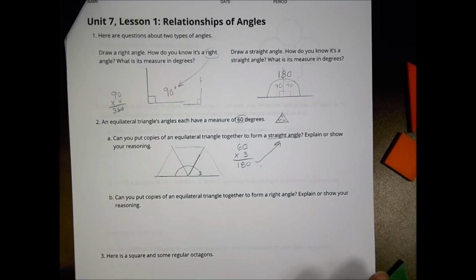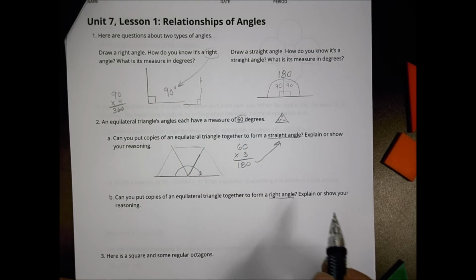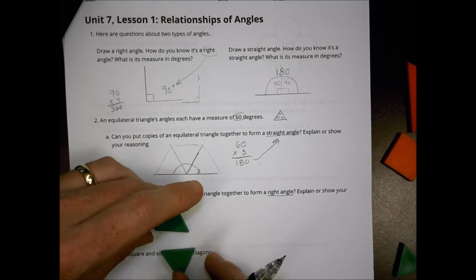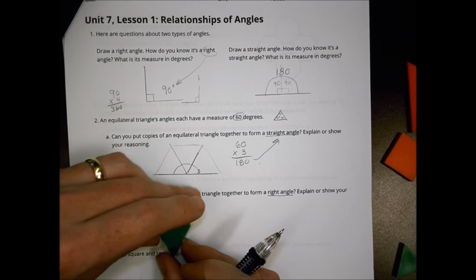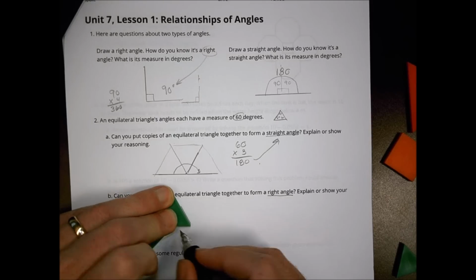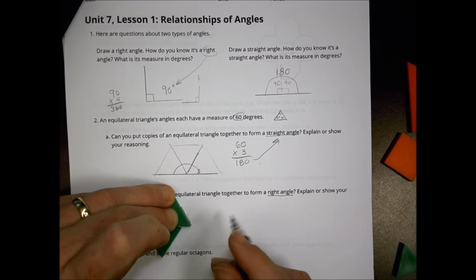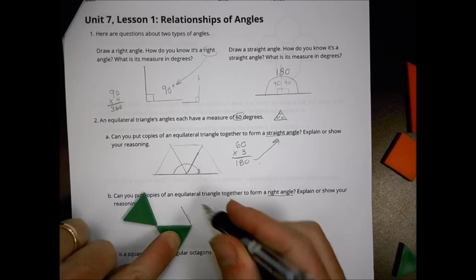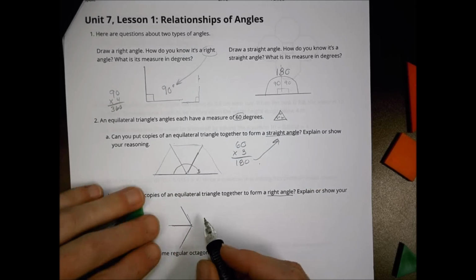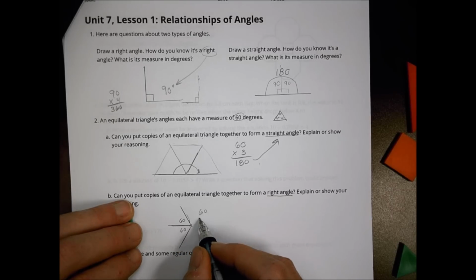Can you put copies of equilateral triangles together to form a right angle? Explain or show your reasoning. Okay, so if you just try to do it with the pattern blocks here, if I put two angles together like this, right? So here's angle 1. Let's just draw it. All right, so here's angle 1. And then here's angle 2. Let me draw this one now. Angle 2. Right, we know this is 60 and this is 60. So 60 plus 60 is 120.